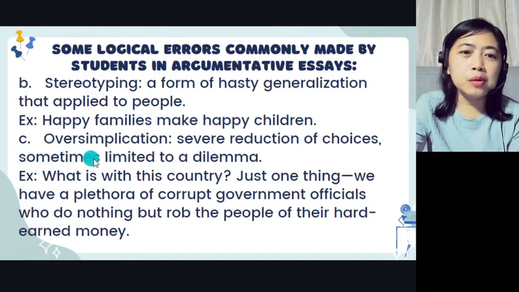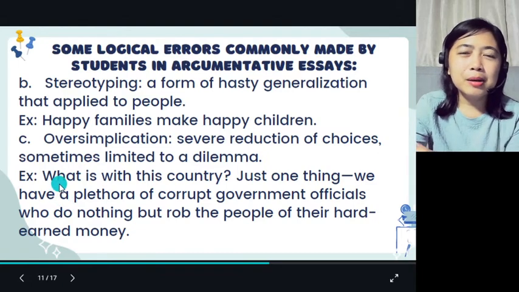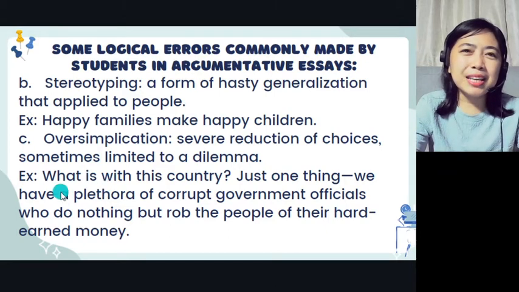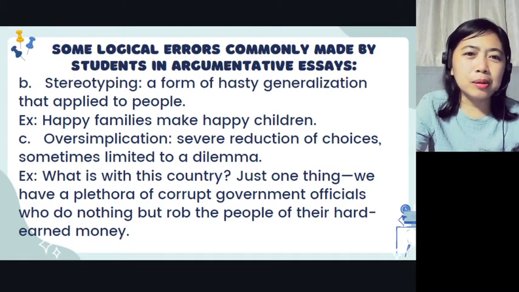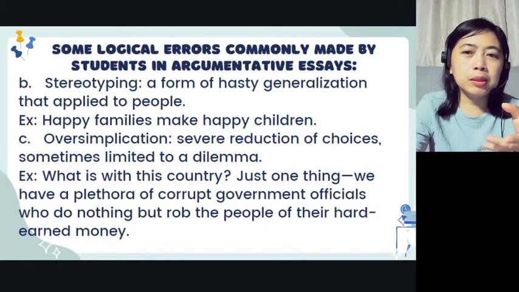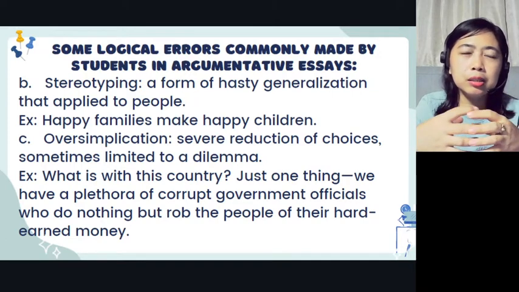Okay, the third one is oversimplification. It is a severe reduction of choices, sometimes limited to a dilemma. Example here: what is with this country? Just one thing. We have a plethora of corrupt government officials who do nothing but rob the people of their hard-earned money. Instead of an easy discussion, it becomes complicated, because you are talking about government officials corrupting and taking the people's money. It gives another broad idea or a broad discussion.